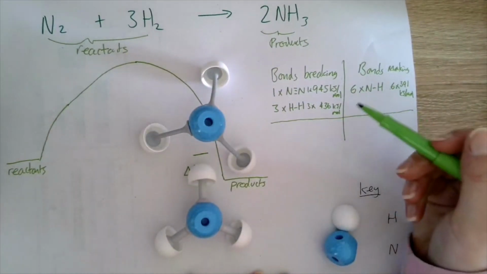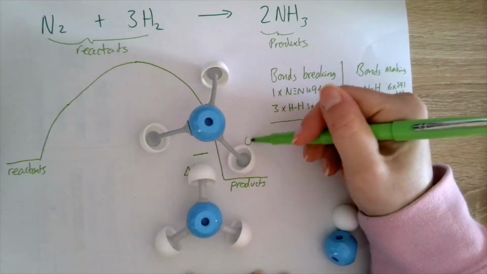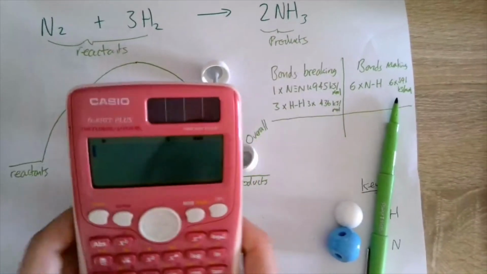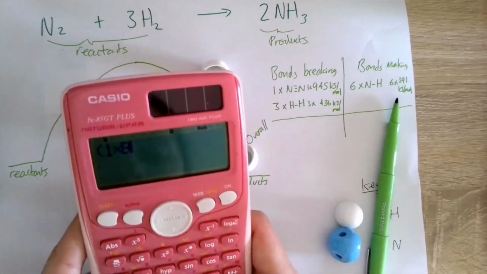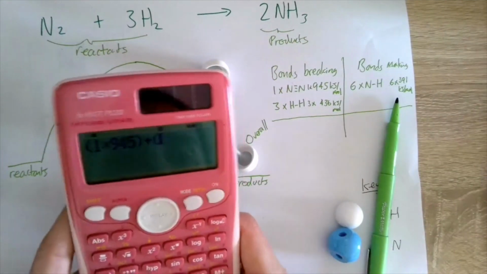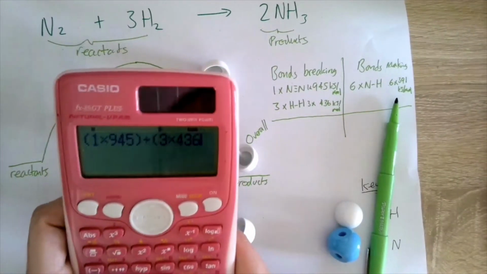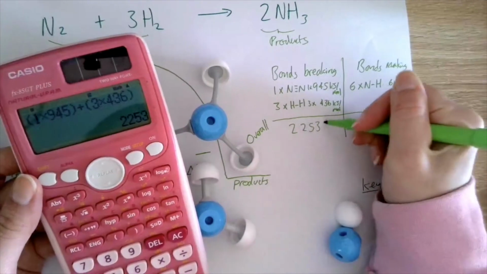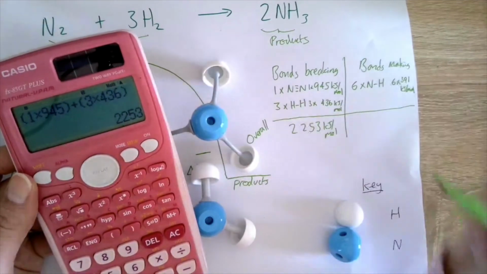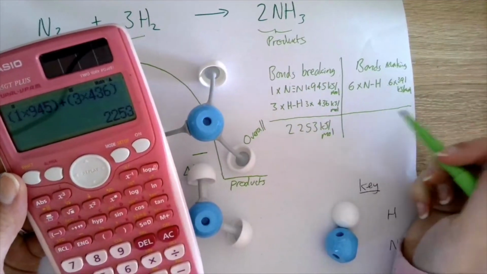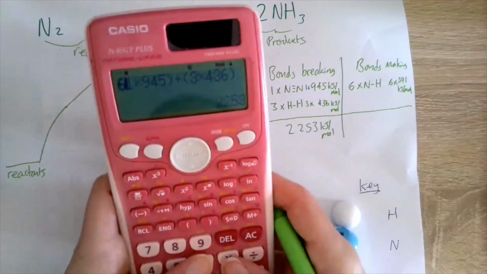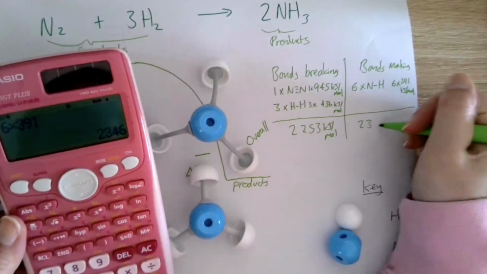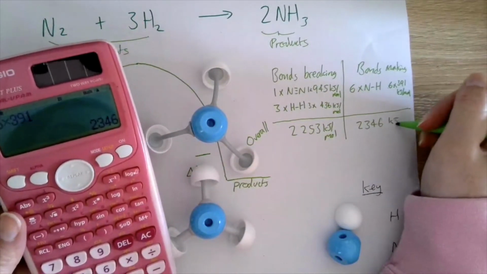So then we need to add up these numbers to get our overall. So into our calculators we've got 1 times 945 plus 3 times 436, and that gives us 2,253 kilojoules per mole of bonds breaking, and our bond making energy released is going to be 6 times 391, which is 2,346 kilojoules per mole.